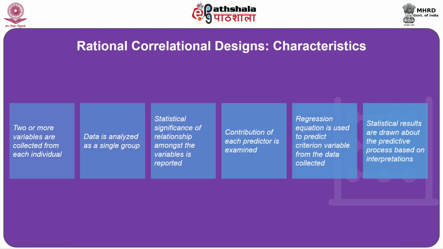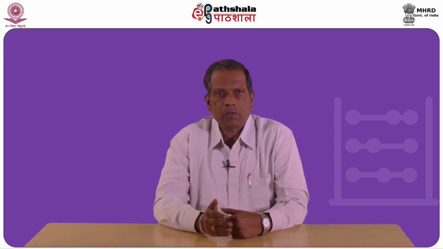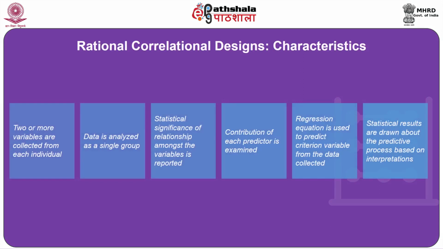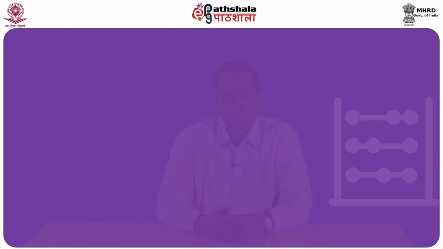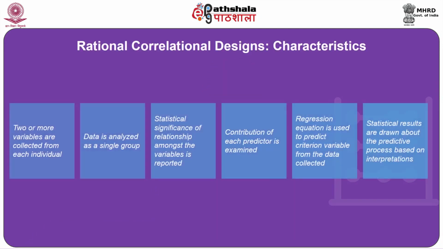Then the contribution of each predictor variable is examined in terms of its unique contribution to the prediction of the criterion variable, which is also known as the regression coefficient. A regression coefficient is produced, which can be used to predict the criterion variable from data collected only on the predictor variables. Interpretations from the statistical results are drawn about the predictive process.